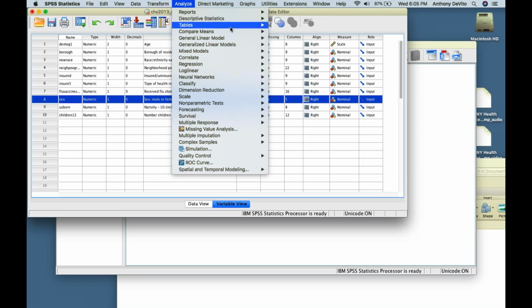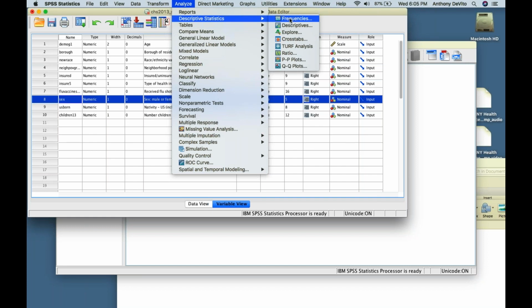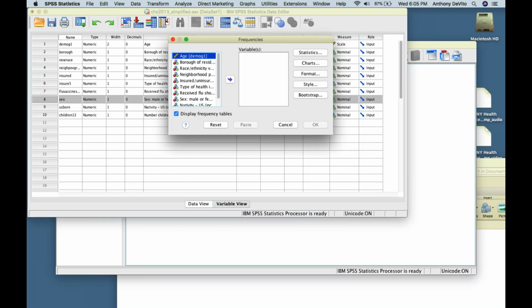nominal variables, we're mostly interested in counting them. How many people have brunette hair? How many people have blonde hair? So on and so forth. Not averaging and things like that. So I'm going to go to Descriptive Statistics and Frequencies.